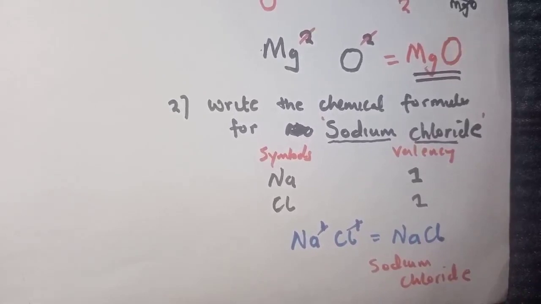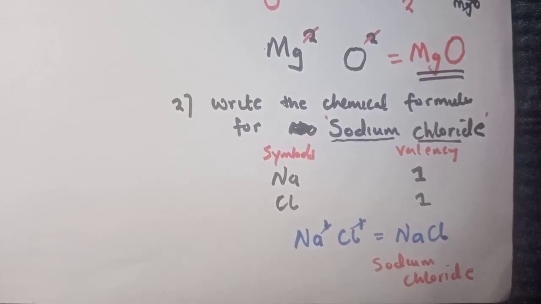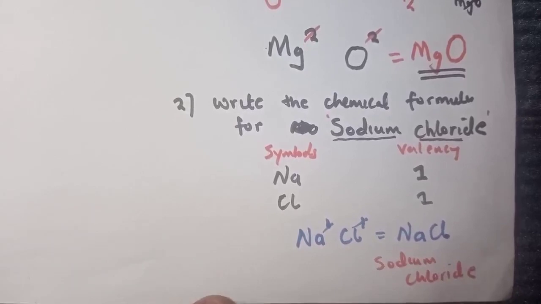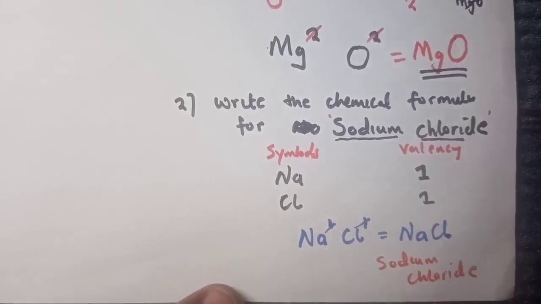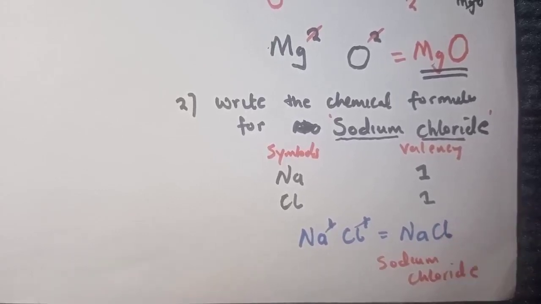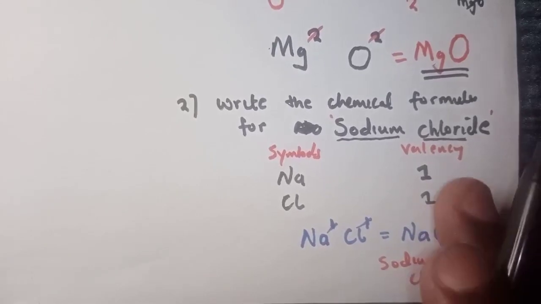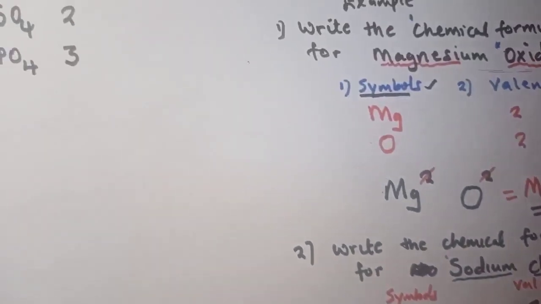So no matter where you are, here in Zambia, you could go to Congo, Namibia, Botswana, in America, or anywhere else, this is the symbol for sodium chloride. When you write sodium chloride like this, anyone who's academically inclined in chemistry will know that this is sodium chloride. So we look at more examples.